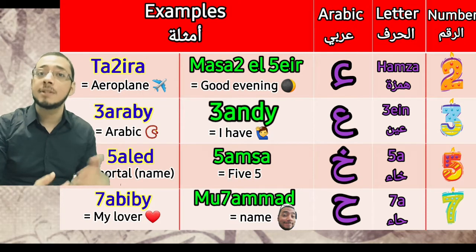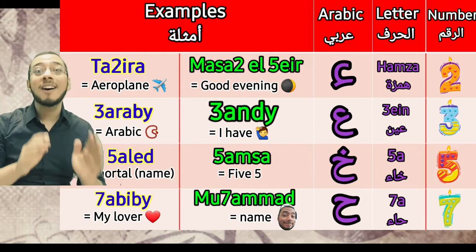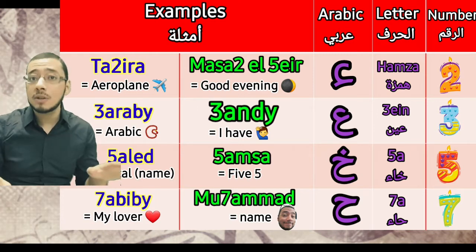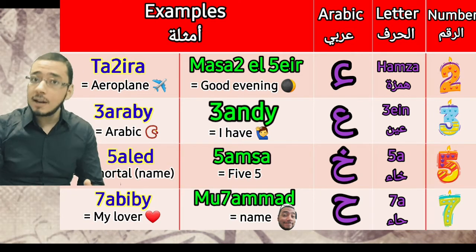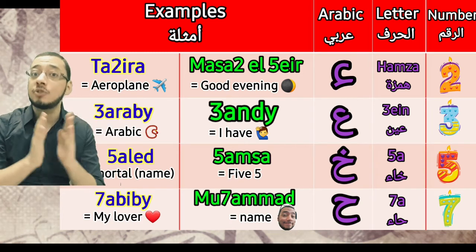So those previous ones, Hamza, Ain, Kha, and Ha are very, very important. You'll see them the whole time in text, even in the channel, as I said. So they are kind of must know. You have to always practice and train your tongue for them.